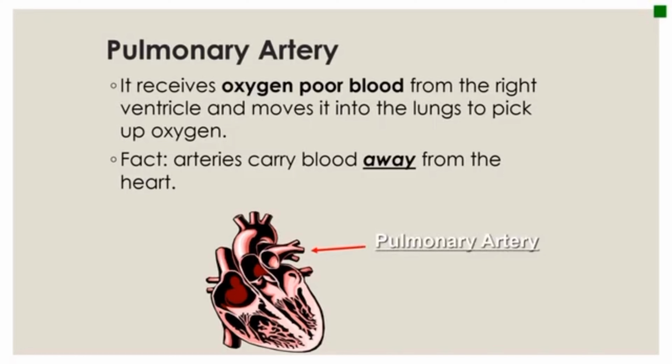The pulmonary artery receives the oxygen-poor blood from the right ventricle and moves it into the lungs to pick up oxygen. Remember, arteries carry blood away from the heart. So that's the pulmonary artery.